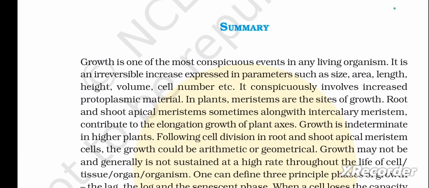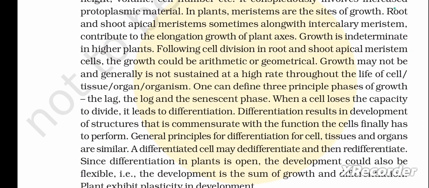Growth is indeterminate in higher plants. Following cell division in root and shoot apical meristem cells, the growth could be arithmetic or geometrical. Growth may not be, and generally is not, sustained at a high rate throughout the life of a cell or tissue or organ or organism. One can define three principal phases of growth: the lag, the log, and the senescent phase. When a cell loses the capacity to divide, it leads to differentiation. Differentiation results in development of structures that is commensurate with the function the cells finally have to perform.